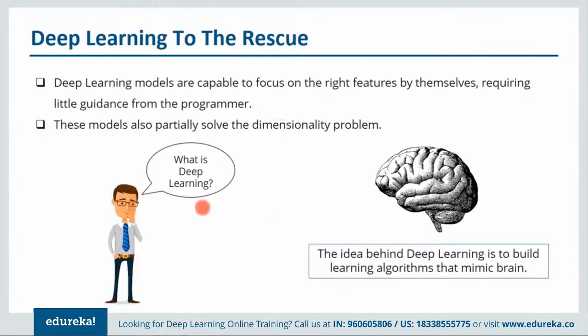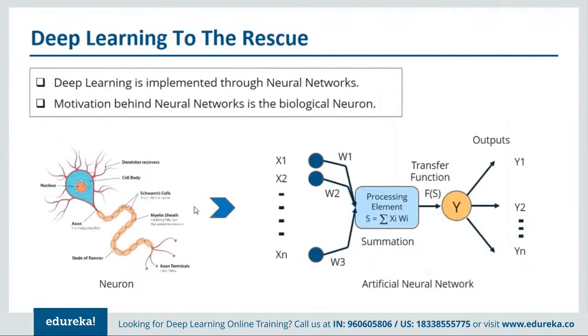Now, what exactly is deep learning? Since we know that it has evolved from machine learning, and machine learning is nothing but a subset of artificial intelligence, and the idea behind artificial intelligence is to imitate human behavior, the same idea holds for deep learning as well: to build learning algorithms that can mimic the brain. Now let us move forward and understand what deep learning exactly is. Deep learning is implemented with the help of neural networks, and the motivation behind neural networks is nothing but neurons. What are neurons? These are nothing but your brain cells.